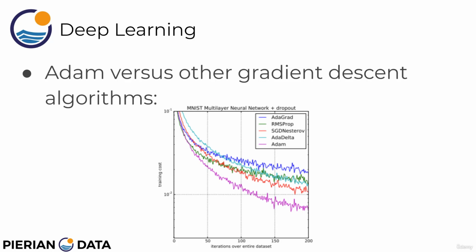Here it's showing you the training cost versus iterations over the entire data set. You can see Adam is outperforming these other adaptive gradient descent algorithms. All the ones listed here that are not Adam are also adaptive gradient descents, however Adam performs better than all of these. So we'll be using Adam since it's quite common to use it for neural networks. If you ever see that, all we're saying is: optimize the way we find this minimum.